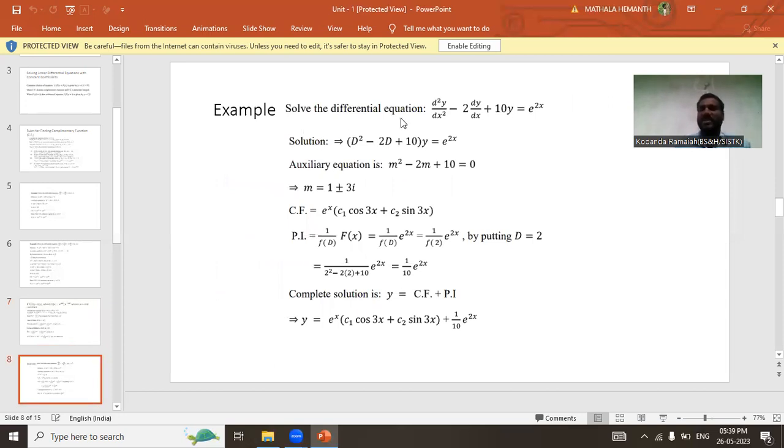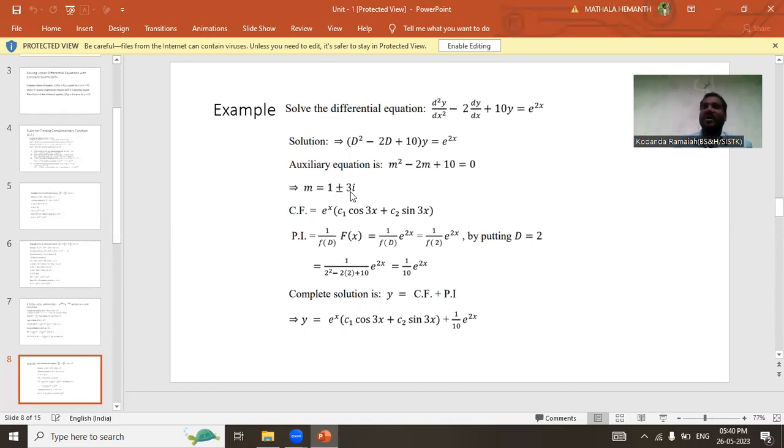Solve the differential equation d square y by dx square minus 2 dy by dx plus 10y equals e power 2x. The RHS term is e power 2x, an exponential function. So the general solution of this equation is y equals yc plus yp, where yp is the particular integral. The auxiliary equation is m square minus 2m plus 10 equals 0. Simplifying, we get the roots m equals 1 plus or minus 3i.